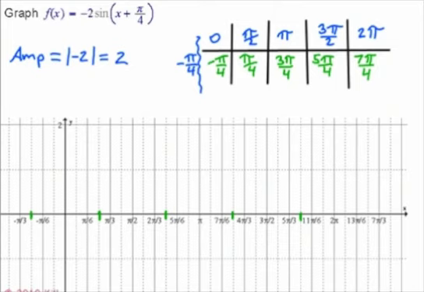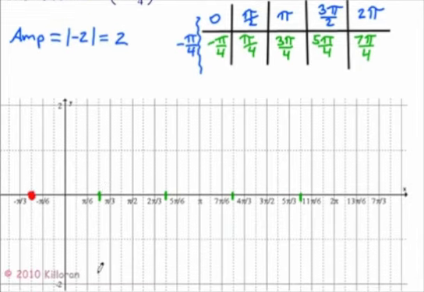So when I start plotting my points, the first point is going to be here in the middle, and then at the next one it's going to go down, and it's going to go down 2 units. The whole graph is getting flipped over the x-axis. At the next marking we're going to be back to the middle. At the next one we're going to be up 2 because the amplitude is 2. And then finally we're going to come back to the middle at the last marking.